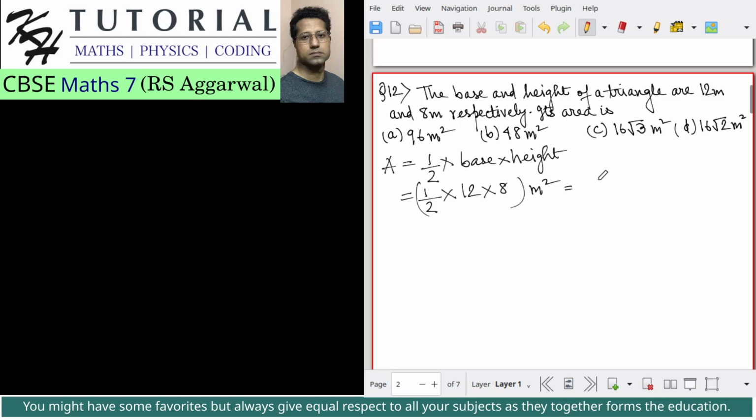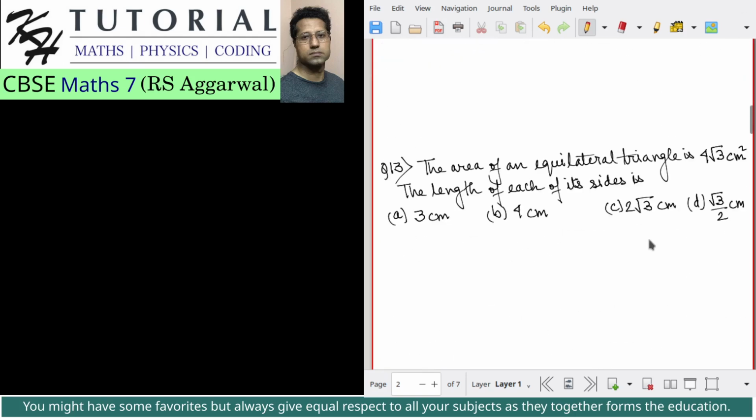This is equal to 2 divides 8 with 4. So this is 48 meter square. So the correct choice is B. B is the correct choice. Okay, let's see the next problem.